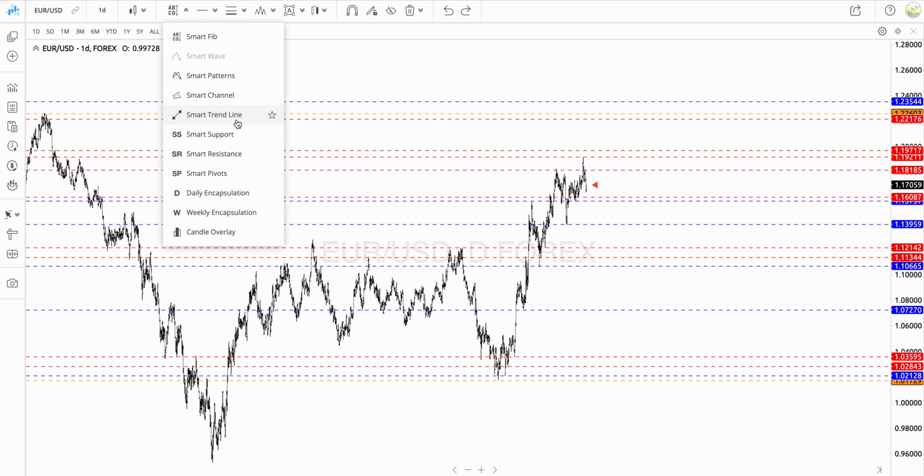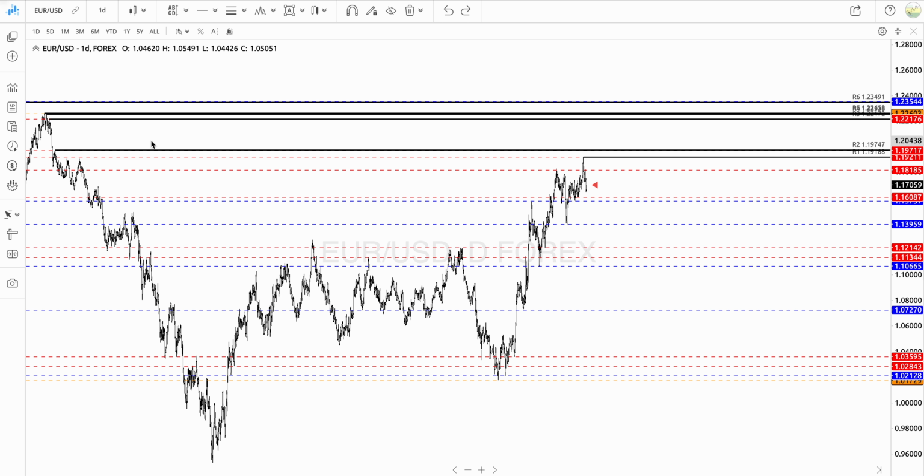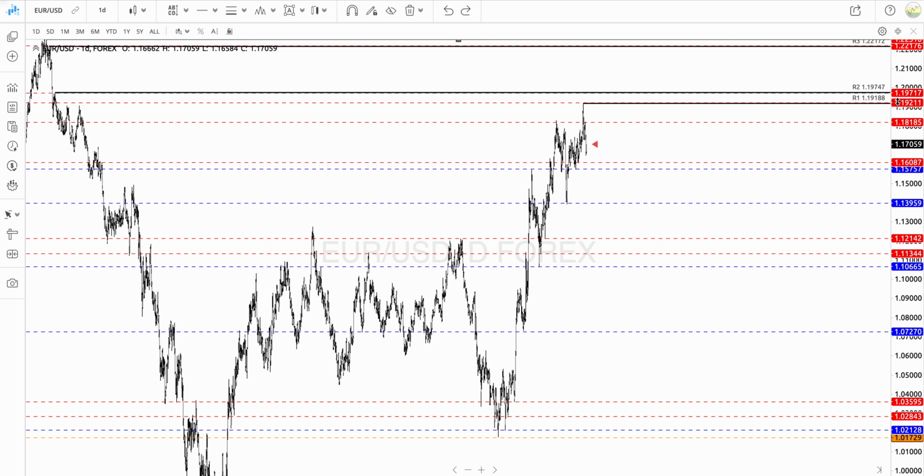Let's look at smart resistance. So there are 2 levels right here that I didn't get. So let's pick that up. But everything else, it looks good. Let me zoom in, make sure I got this right.